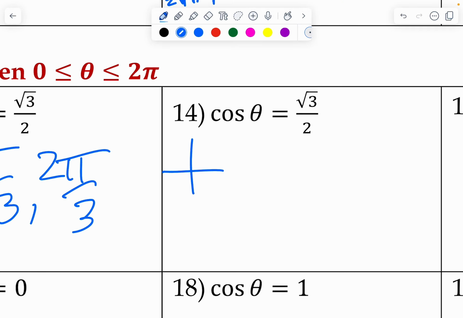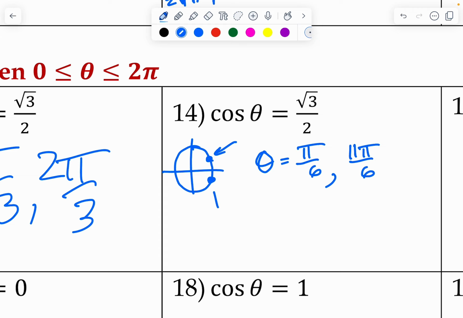Cosine is my x value, so I'm going to do that second method. I went out a lot, so I'm here and here. Which is the pi over 6 family. So theta would equal 1 pi over 6 to get me in quadrant 1 right here, and it would equal 11 pi over 6 to get me this one in quadrant 4.